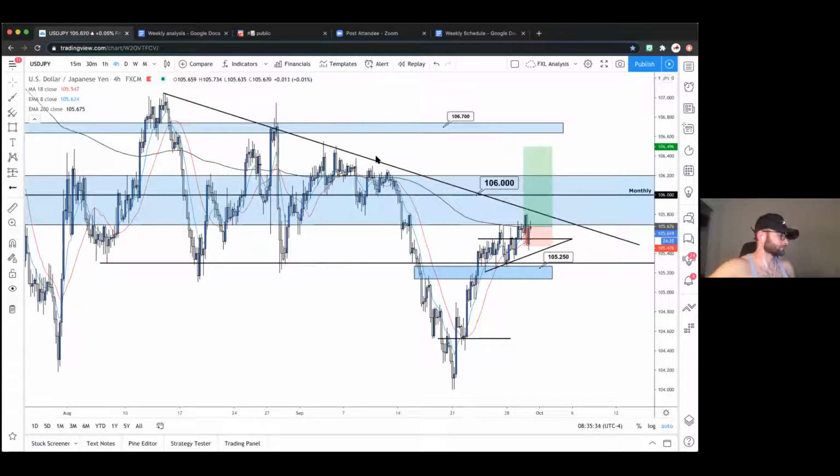All right, so it dropped and broke this pattern. Found a new low at around 104.